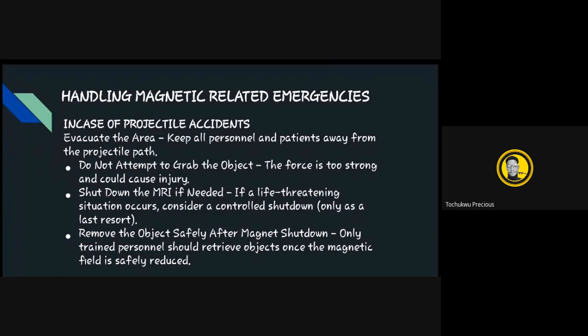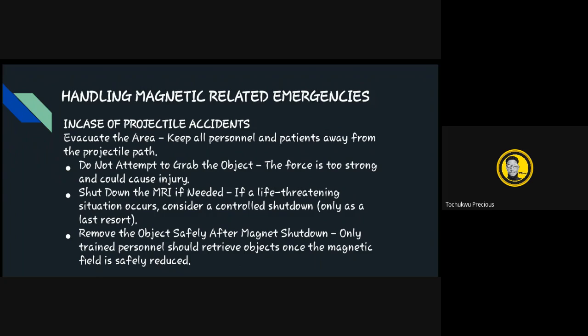Then, in case of a projectile incident, what do you do? First of all, you evacuate the area, you keep all personnel and patients away from the area, and you should not attempt to drag out, let's say, a stretcher or a wheelchair or oxygen tank that got stuck. You should not attempt to drag the object because the force is too strong and it may cause injury.